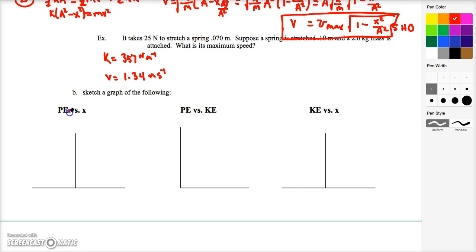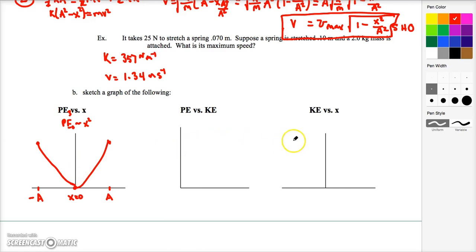Okay, so let's take a look at these three graphs. If I want to graph the elastic potential energy versus position, we know that elastic potential energy is 1/2 kx squared, so it's proportional to x squared, meaning that we're going to get a parabola. When it's in the center, when x is equal to 0, it has 0 elastic potential energy, and when it's at the extremes, A and minus A, the elastic potential energy is at a maximum. So I'm going to put whatever that number is up here, and connect these with a nice quadratic-like curve.